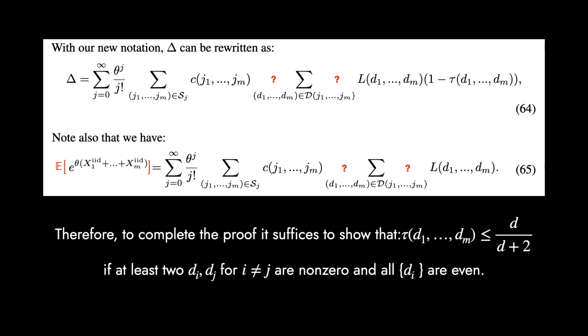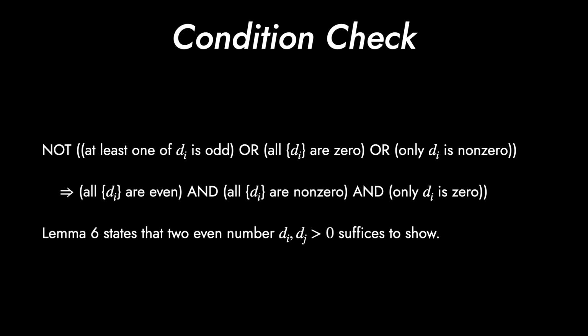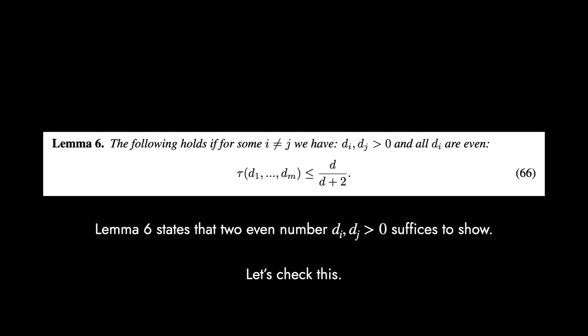Therefore, to complete the proof, it suffices to show this condition. Let's check the conditions. Previously, our remarks 1 and 2 state the above conditions. The negations of these are quite tight conditions, but lemma 6 says that two even numbers suffice to show that result. Let's check this result.